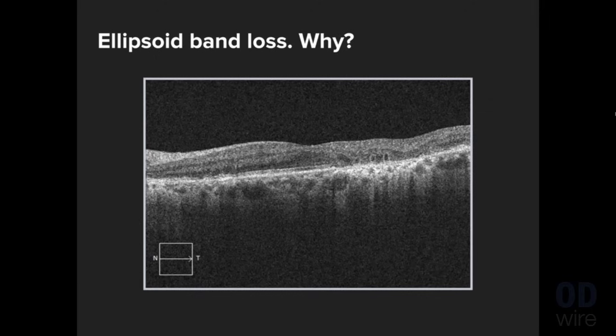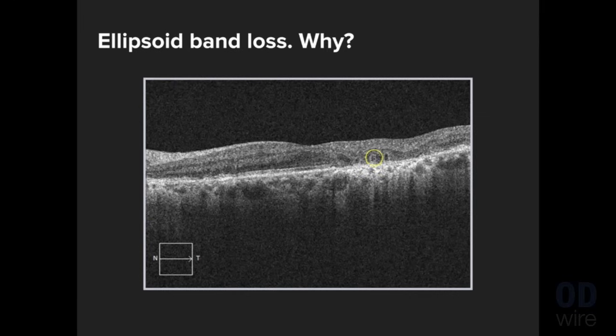All right, let's try something a little harder. Here we've got ellipsoid band loss. Why is there ellipsoid band loss? Well, let's look. Let's follow the ellipsoid zone right across, all the way across, and boom, it's gone. We don't pick it up until it comes up on the other side. This area of ellipsoid zone loss is consistent with atrophy. Atrophy in an elderly patient would be most commonly associated with dry age-related macular degeneration, but nevertheless, this is an area of atrophy.